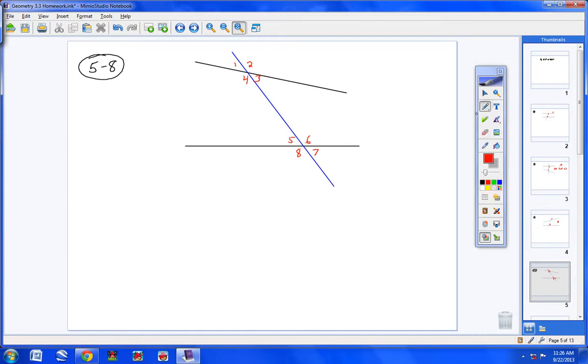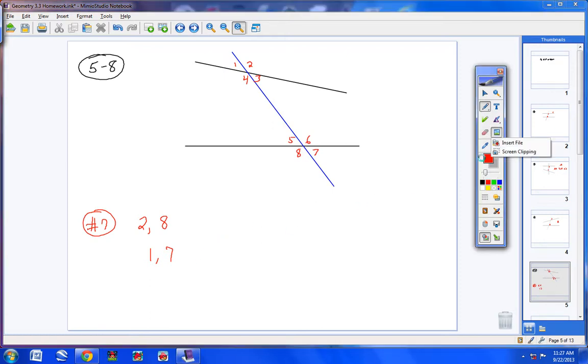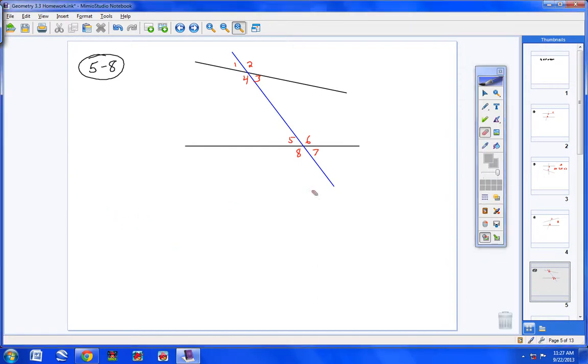All right, let's take a look now at number 7. Number 7, name a pair of alternate exterior angles. Well, 1 and 2 and 8 and 7 are called exterior angles because they're above and below the black lines. We call them exterior. Alternate means they're on opposite sides of the blue line, or opposite sides of your transversal. So I could say 2 and 8 are alternate exterior angles, or I could say 1 and 7 are alternate exterior angles. Any one of those two answers would be fine.